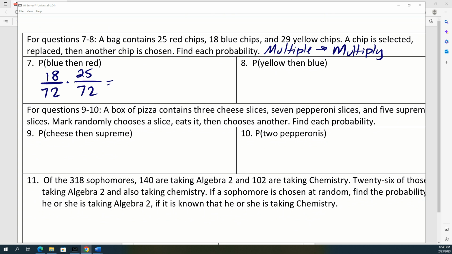All right, and then you just let your calculator figure all that out. And it should reduce, unless I messed it up this morning, to 25/288. If you don't get that, let me know. All right, I'm having you guys try 8 on your own, please.